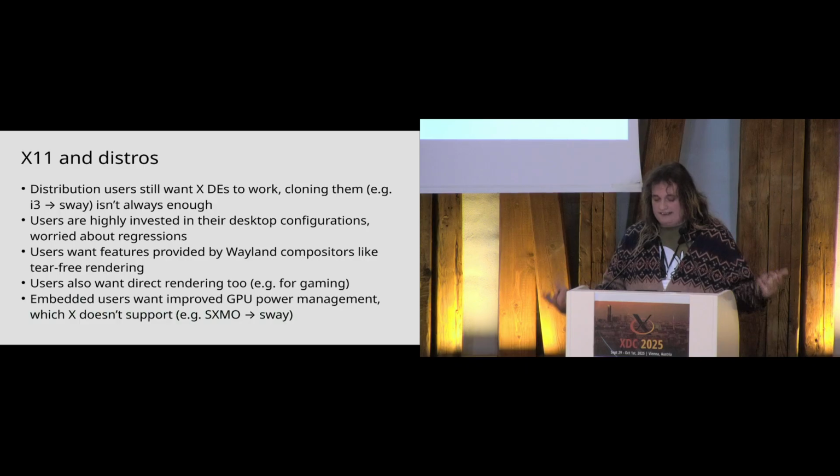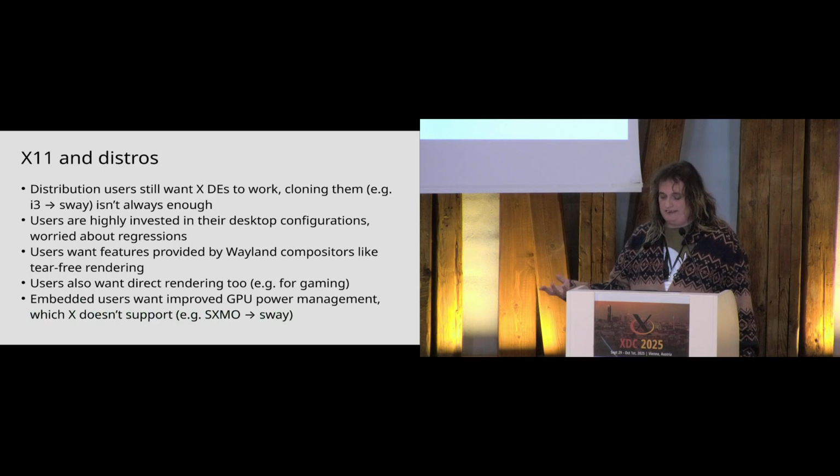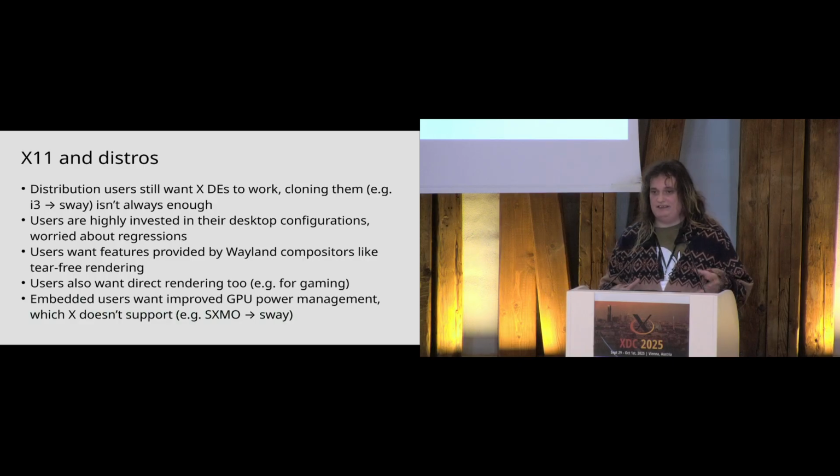So they also want things like tear-free rendering to work, which obviously doesn't work very well on X today. There are some patches, but it's not in a release. Users also want direct rendering for gaming, because sometimes double buffering caused by a compositor causes too much latency. For example, in a first-person shooter where latency matters a lot, that's the difference between getting out of the way of enemy gunfire or not.